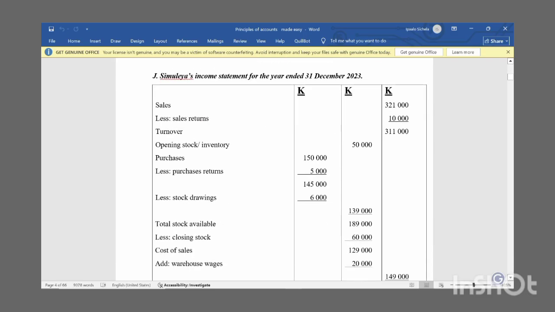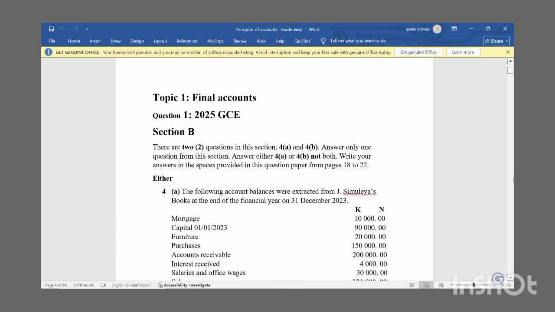So after you record opening inventory or opening stock, you have to record the purchases. And the purchases can either be recorded in this column or that column, depending on whether it has adjustments or not. So the purchases in this case has adjustments. There's purchases returns, and there's also a stock drawing. So we first record the purchases, which is 150,000. Then we record the purchases returns. And what we do with purchases returns is that we subtract purchases returns from the purchases. So how much is the purchases returns in the question?